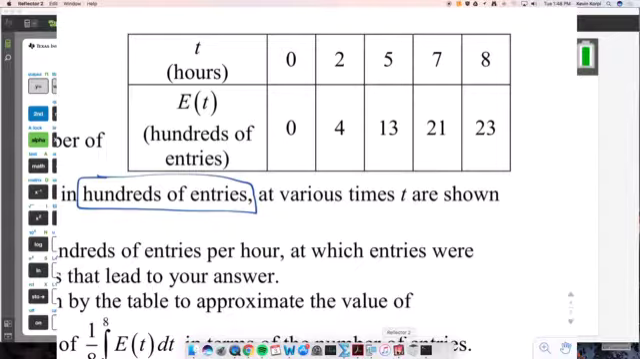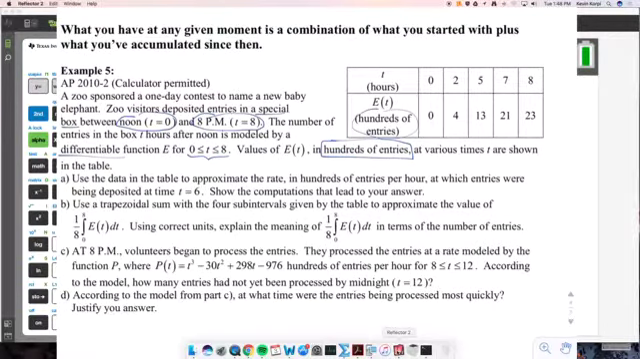At 2 p.m., there were how many entries in the box? 400, and then 1,300, 2,100, and at the end of the day, when they closed the special box, they had a total of how many entries? 2,300, okay? The key is, do you want to work with hundreds of entries, like 0, 4, 13, or do you want to actually add zeros and work with entries? If they give you hundreds of entries, you're probably going to want to work with that unit. So just keep that in mind. Good.